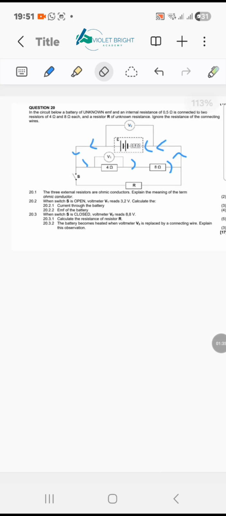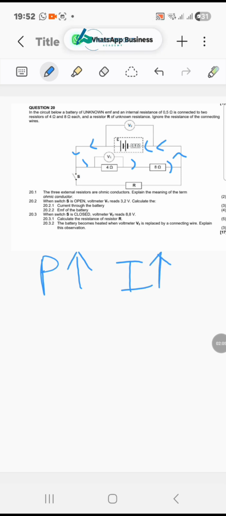Now they tell us that the three external resistors are ohmic. Explain the meaning of an ohmic conductor. Ohmic conductors are conductors that obey Ohm's law. The gist of Ohm's law is that the potential difference is directly proportional to the current, which means that if the potential difference increases, the current will also increase. But if the resistance increases, the current will have to decrease.